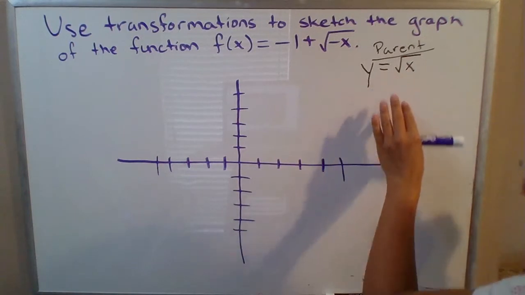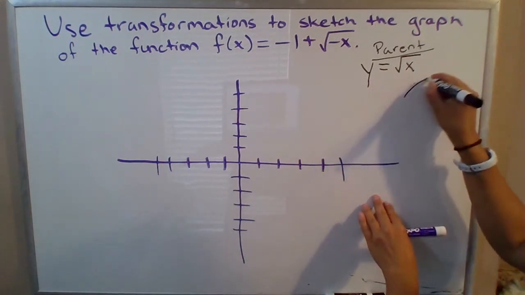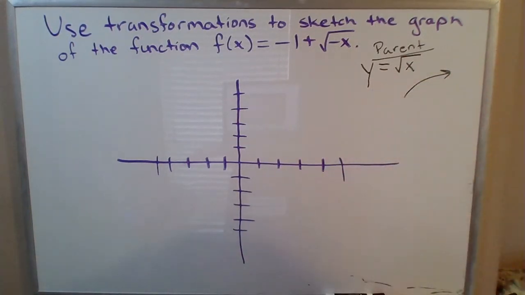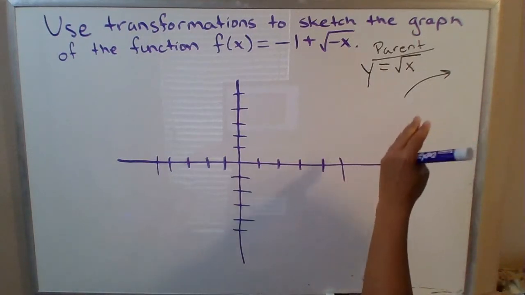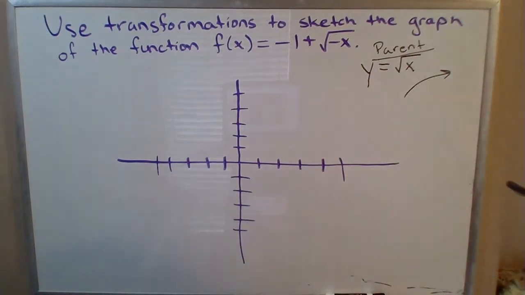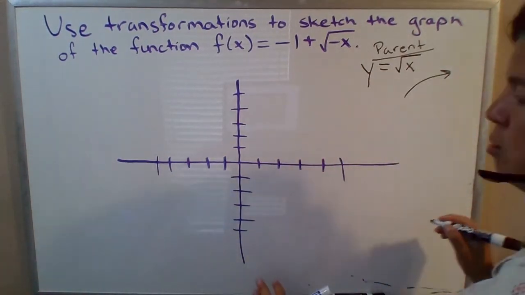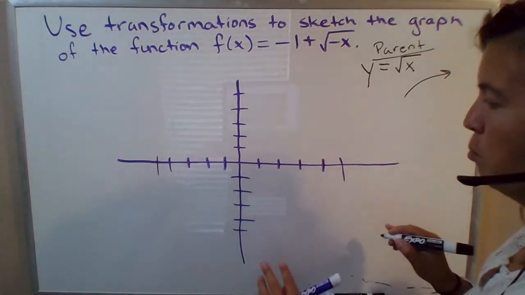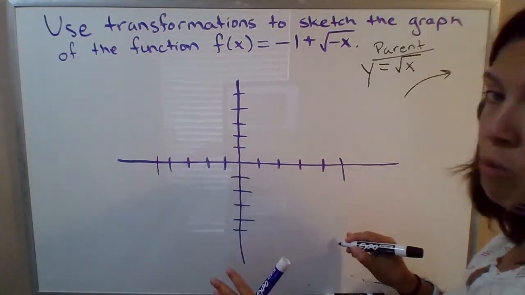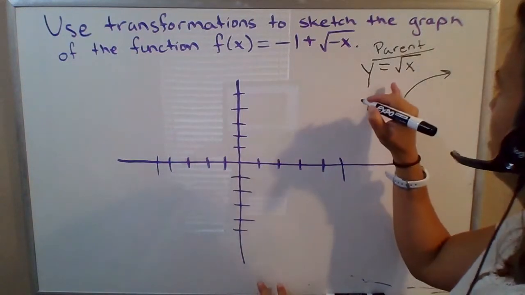So again, this is where it helps to have the graph memorized. The graph of a square root function looks something like this. It's half of a parabola knocked on its side. It's important to plot a few points precisely, so again, we have something to transform.